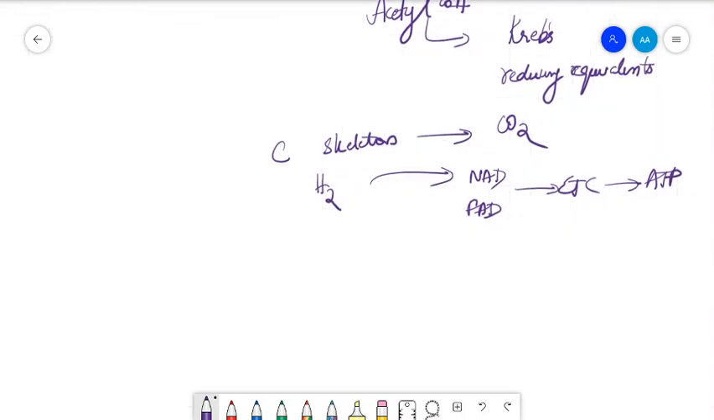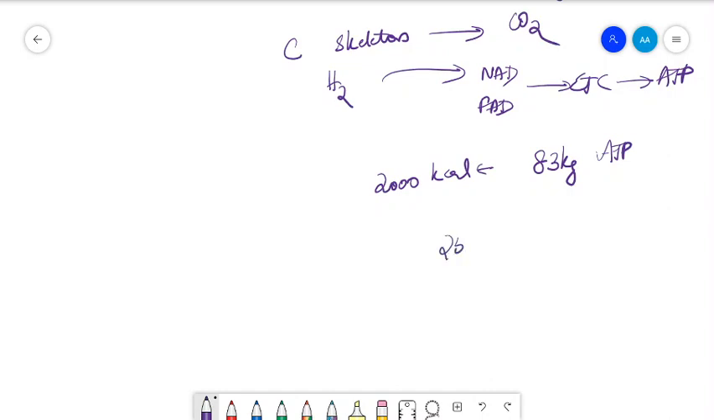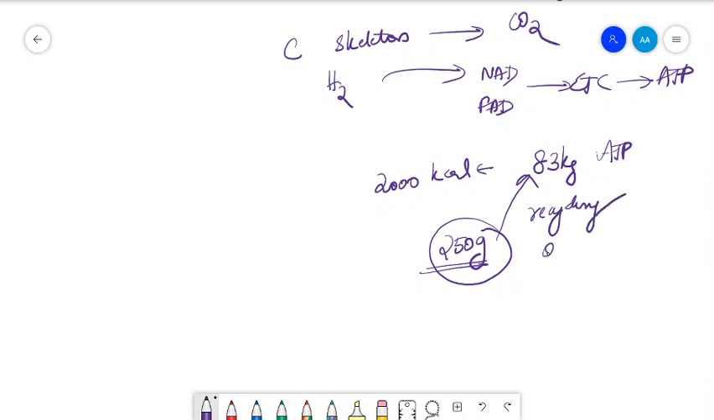Like a 70 kilogram male, he requires around 2000 kilocalories of energy, and this much energy is supplied by 83 kilograms of ATP. But do we have that much ATP in our body? No. At a time, we just have 250 grams of ATP in our body. So 250 grams should be converted to 83 kilograms. How? It is by recycling, and that occurs in the process of oxidative phosphorylation, which occurs in the electron transport chain.